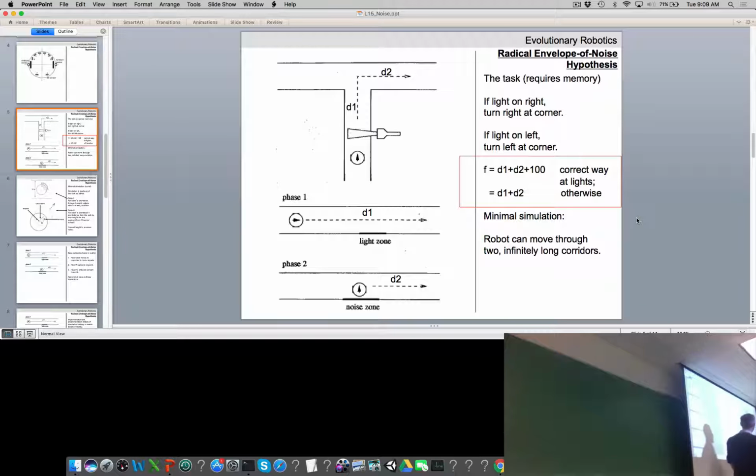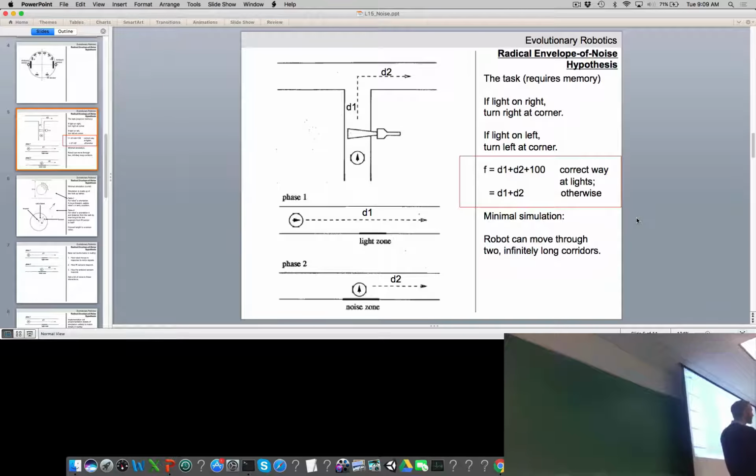Okay, so how do we evolve robots to do this? We look to see how far the robot travels up the stem of the T, which is distance 1. And then we see how far the robot travels down either of the tops of the T, which is D2.